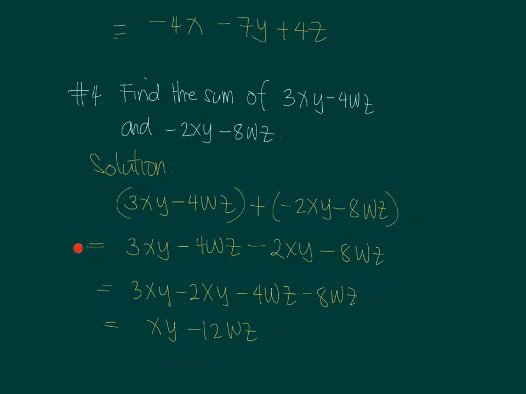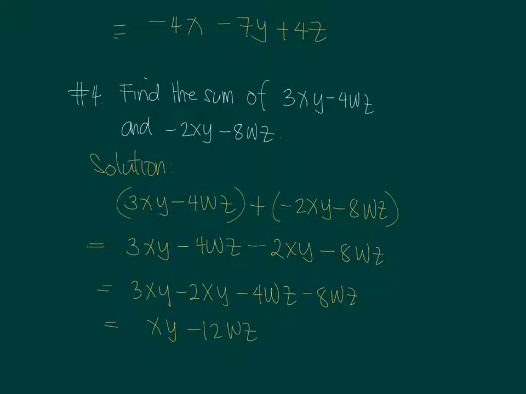Okay, so once you have this expression, all you have to do is bring the like terms closer to each other. Now when you bring the like terms closer to each other, this is the key: the sign before the expression is the sign you carry when you transfer them or when you group them. So as you can see, minus 2xy will remain as minus 2xy. Minus 4wz will remain as minus 4wz. Minus 8wz will remain as minus 8wz.